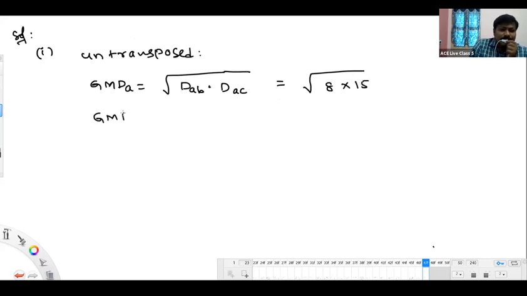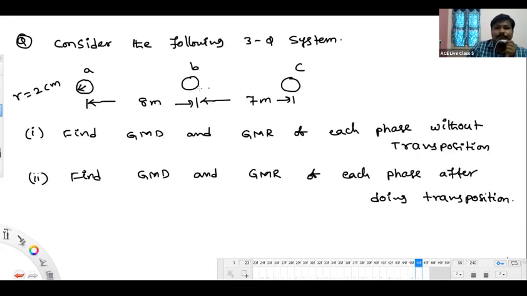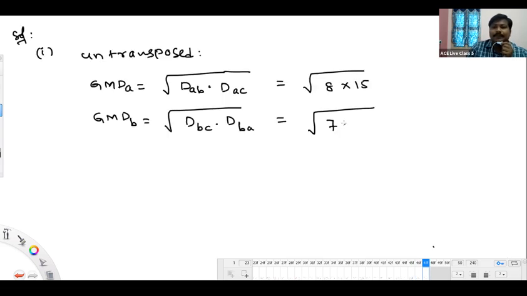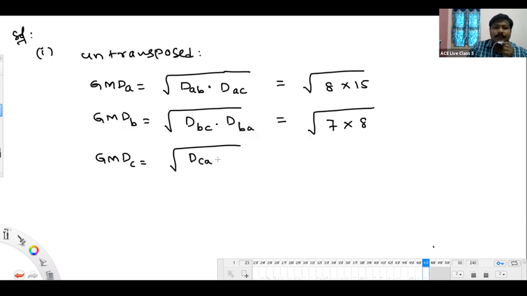Next, GMD of phase B is the square root of DBC into DAB or DBA. Any letter we can use, both ways. So it is the square root of, what is the DBC distance? BC 7, BA 8. So it will be 7 into 8 under root. Next, phase C GMD will be the square root of C to A, C to B.